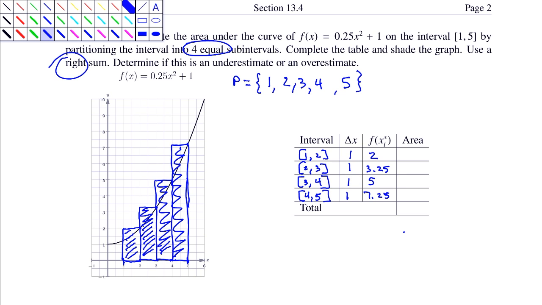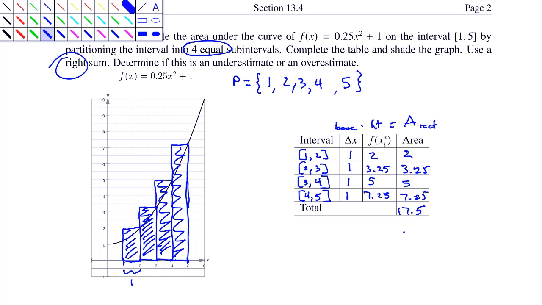All right. Now, we're still finding the area. What is the base of each of these? 1. That's delta x. All right, so delta x is the base. F of xi star is the height. And you know that the area of a rectangle is base times height. These are multiplied by 1, so they're all just these values here. And if you add them together, you end up with 17.5. That is our new estimate for the area.